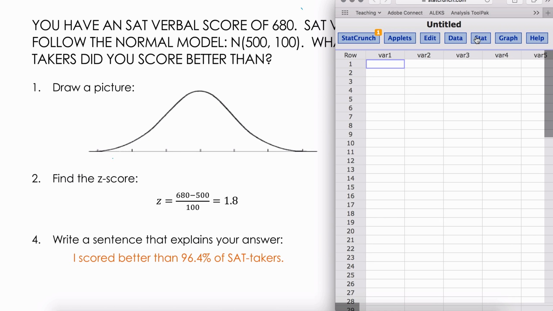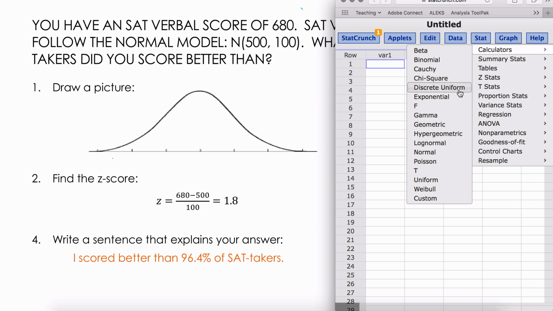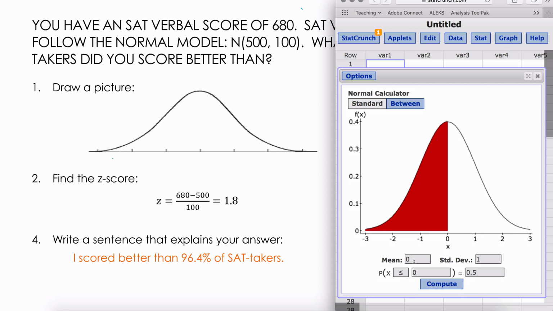So here I'm going to go to Stat, Calculators, and Normal. And again, notice when I open Stat Calculators Normal, it just takes me to the normal model, and it already has the 0 and the 1. Now, a lot of people forget to choose which direction I should go, so I'm going to choose the less than. And here I'm going to enter my 1.8, which gives me 0.964.